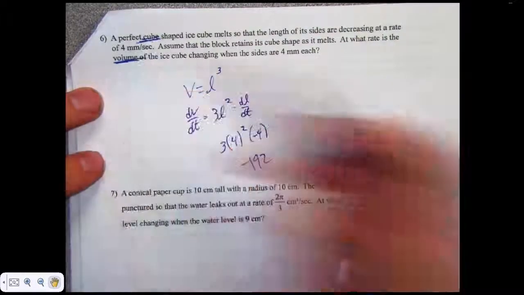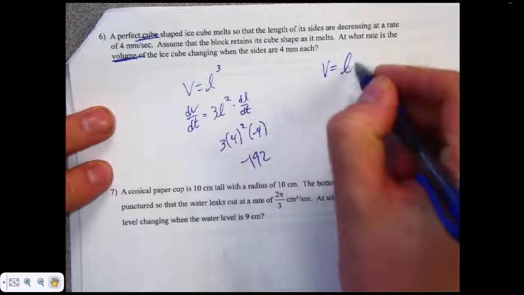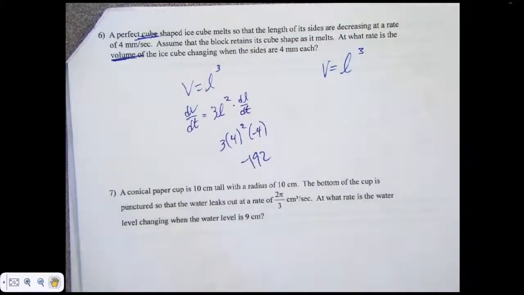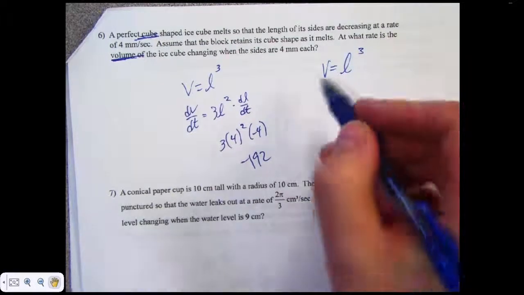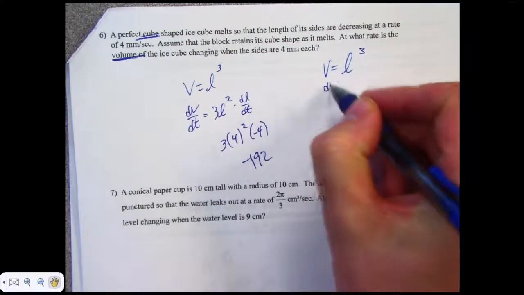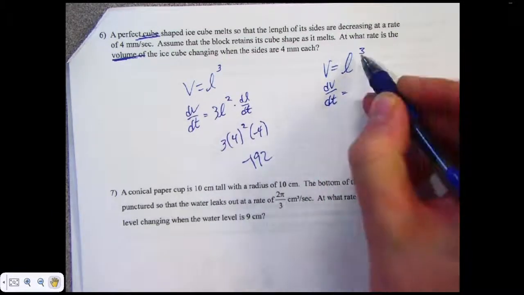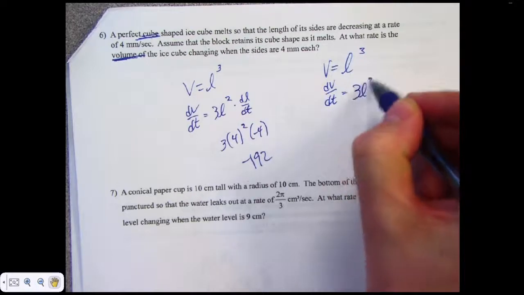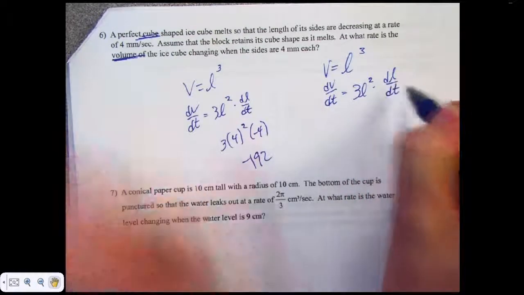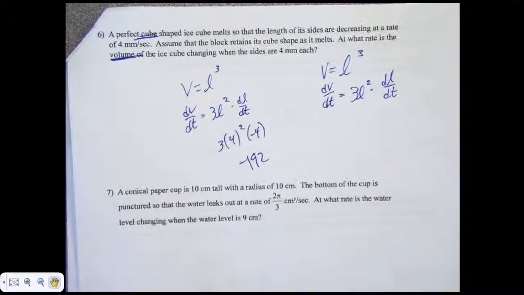So when I see volume and cube, I just wrote down V equals L cubed right away, because I know that's the volume of a cube: length times width times height, but they're all the same, so it's length times length times length. And then I took the derivative of both, and I didn't even look at the rest of the numbers yet. This would be 3L squared times dL/dt. I know I'm just writing the same thing. I'm trying to explain where I got this stuff.